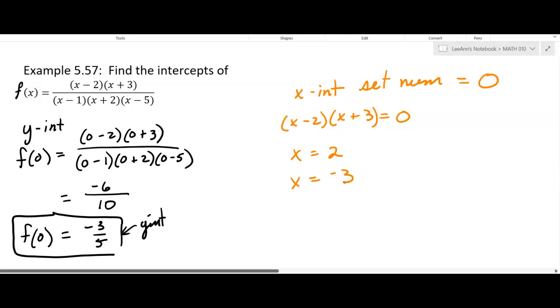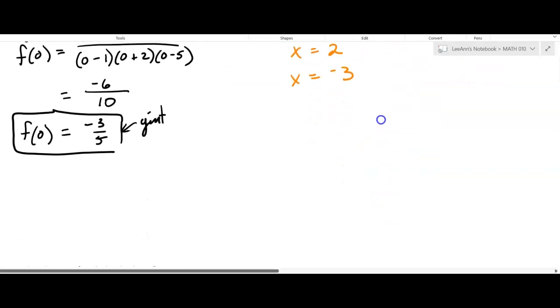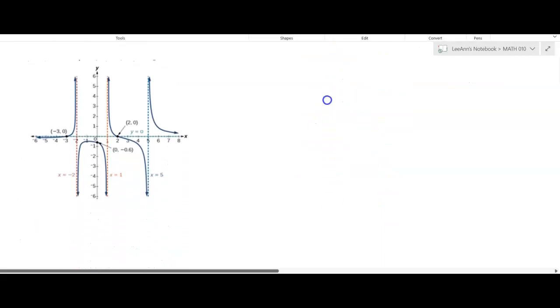Okay. They provide a lot of these pictures in the textbook, which might be interesting for you to look at. But let's just check out this picture here. Do we have x-intercepts at -3? There it is. And one at 2. There it is. And then the y-intercept was right there at 0, -0.6, which is -3/5. Okay?